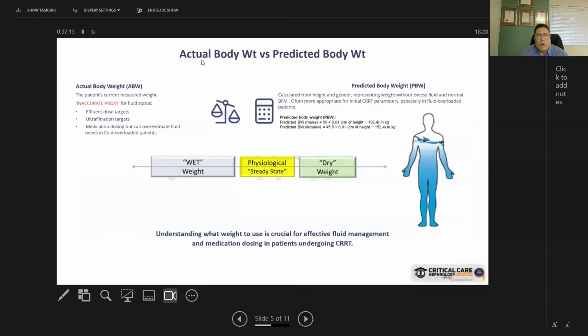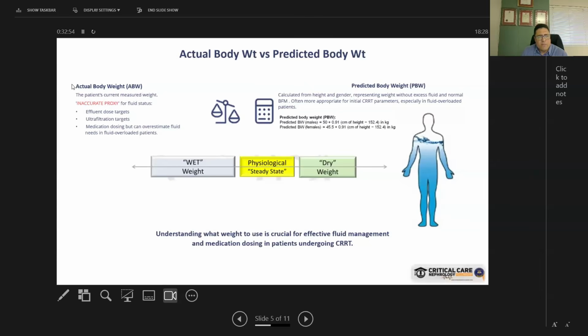The topic of what weight we use in continuous renal replacement therapy is more confusing than you would imagine. And this is very often a talking point when it comes to what weight we choose and how we dial these weights into various things within this space. The actual body weight, as you all would know, is notoriously difficult to achieve in an ICU setting. And even when you use a known actual body weight, what you're really using is a patient's measured or estimated weight. And this really is an inaccurate proxy for fluid status.